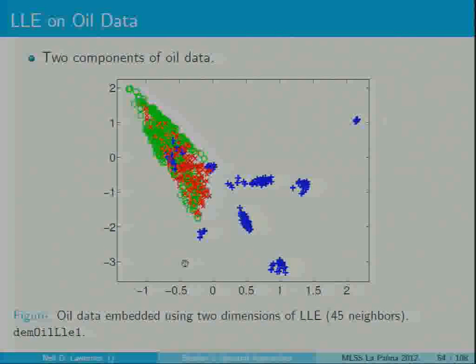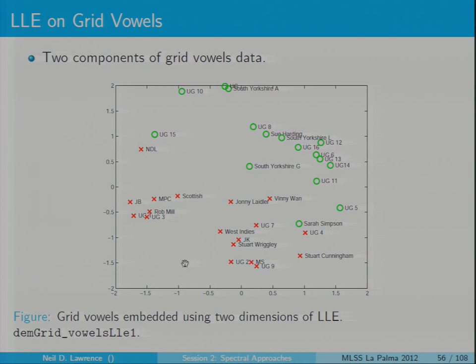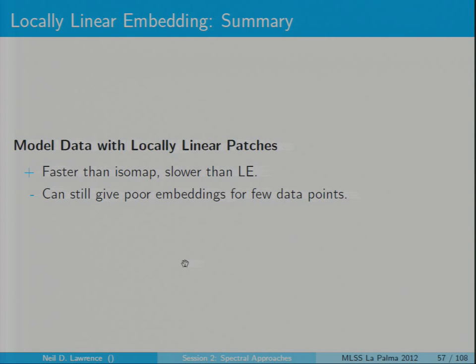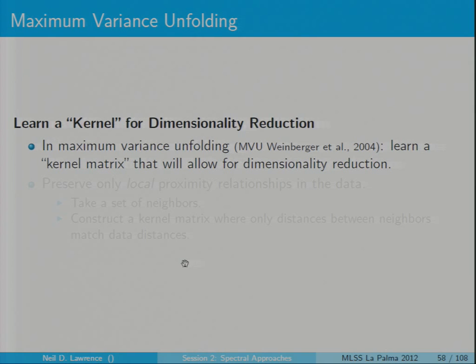Okay, and then here we've got the same problem. We have to go to many neighbors to prevent the graph being disconnected. We see something slightly different. Same issues here. Here we don't have, oh, Sarah pops up again in the middle of the men. Okay, so that is a way too fast description of locally linear embedding with no intuitions. Good. But it's faster than isomap, and it's slower than Laplacian eigenmaps, but it can still give poor embeddings for few data points. So you get similar problems, and we'll see that with some experiments at the end.